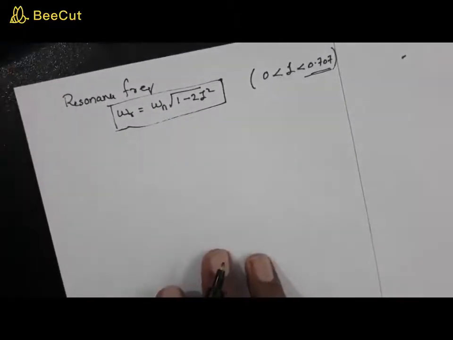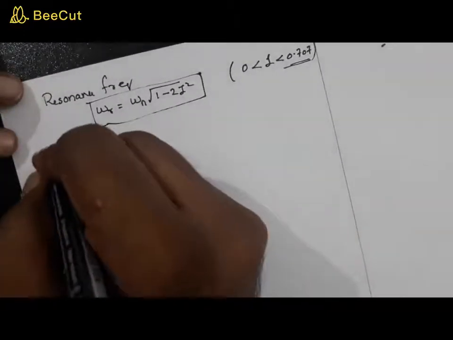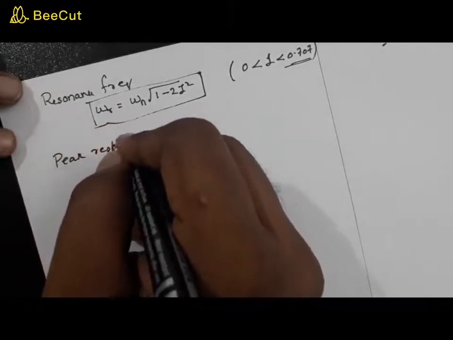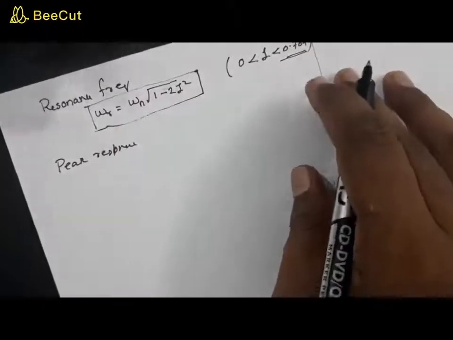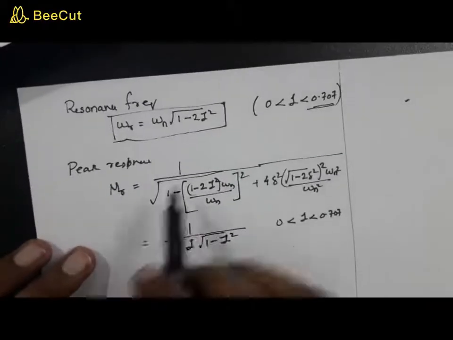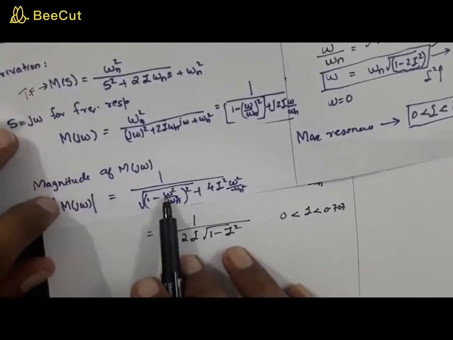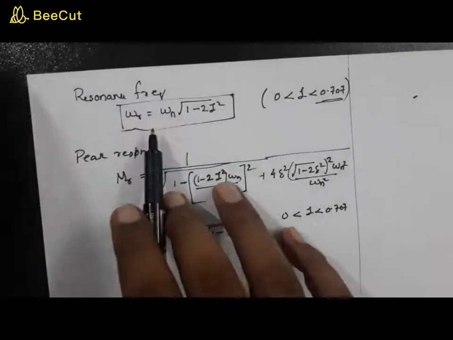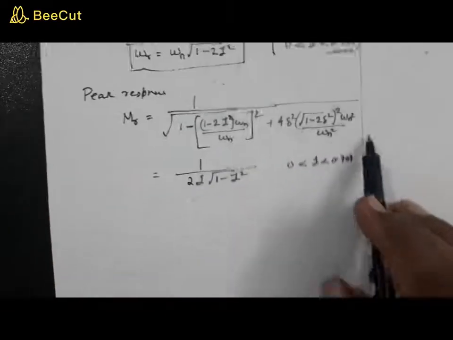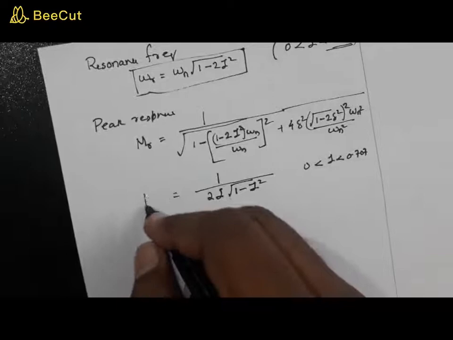Okay, now how to find out the peak resonance? Now it is very simple. The peak resonance can be obtained by substituting this condition into this magnitude M of j omega, and you will get that as, okay, so you will be getting like this. What I did is just substitute omega as omega n into root of 1 minus 2 theta square. So you may just do it by yourself, and you should get this equation.